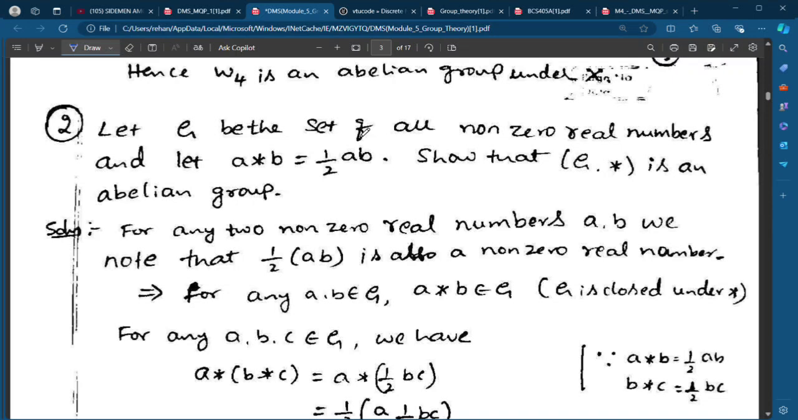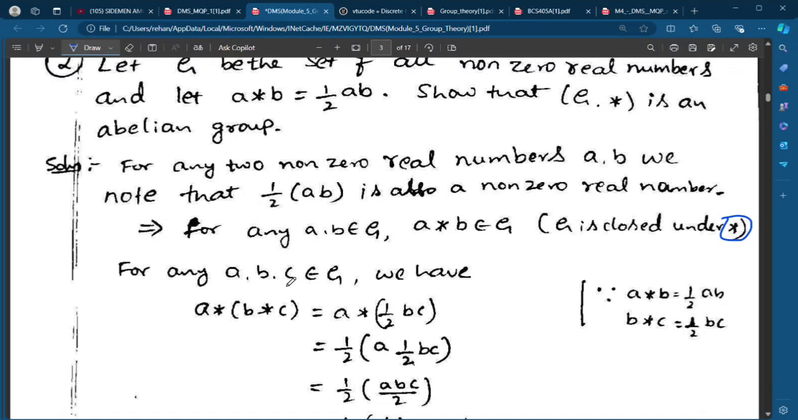Now another question I have. Let G be the set of all non-zero real numbers and let a star b equal half into ab. Show that G, star is an abelian group. Now see here, we have defined that a star b is half into ab. For it to be an abelian group, I have to show closure, associativity, identity and inverse. For any two non-zero real numbers a, b, we note that half into ab is also a non-zero real number. For any a, b belonging to G, a star b belongs to G. So G is closed under this binary operation.